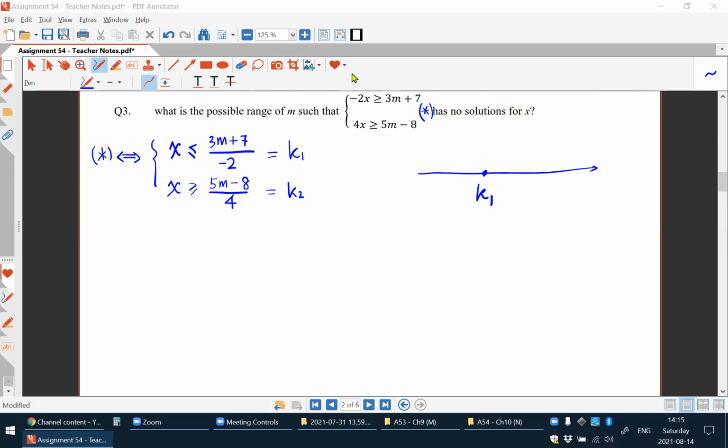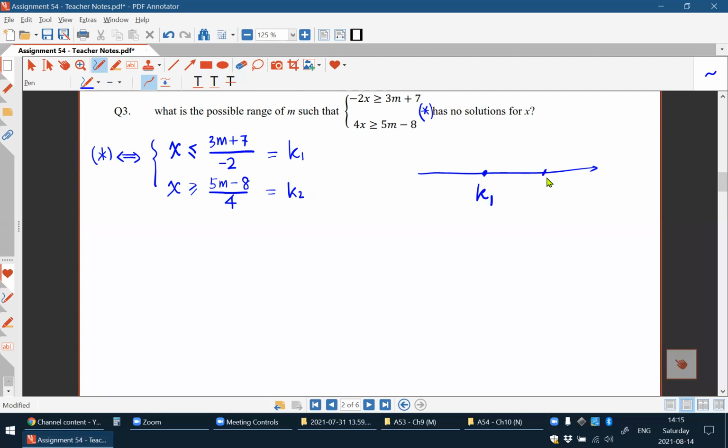Okay, Emily just gave me an answer. How about Dora? Can you tell me where should be k2? To the right of k1, right? Okay, so both of you got this correct.